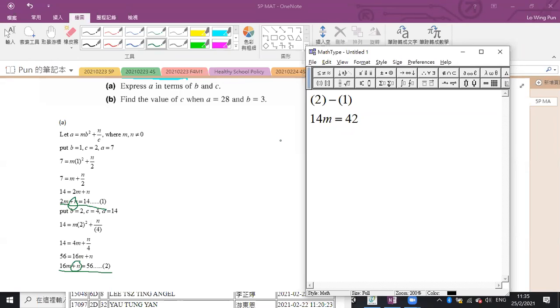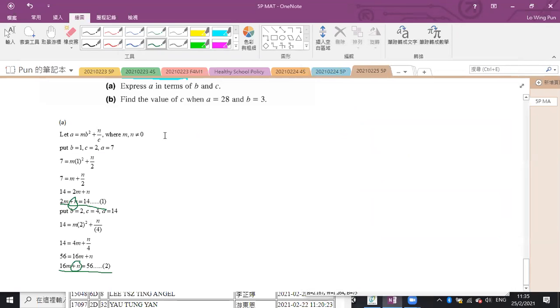This is an equation involving M only, and we can find the value of M to be 3. Then we substitute the value of M into equation 1. 2 times 3 plus N is equal to 14. 6 plus N is 14, which means N is 14 minus 6, which is equal to 8. Now we have M and N found. Therefore, A is equal to 3B squared plus 8 over C. That is the answer of part A.